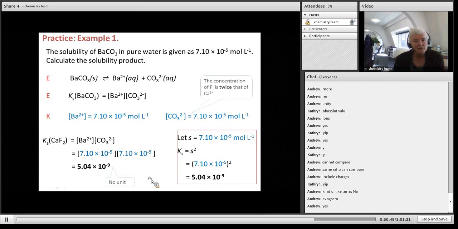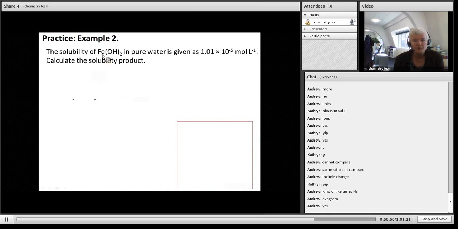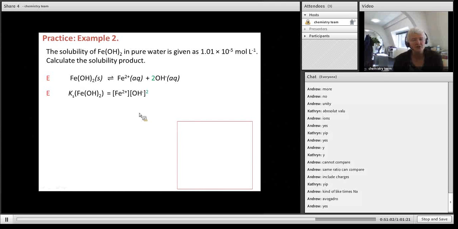Here's another one where it's an AB2. So you're given a solubility again. You've got to calculate the solubility product. You've got 2 hydroxides now, and so we've got a squared. So when we've got this, remember you double and square, or you use the 4s cubed. So we'll do that shortcut in there.